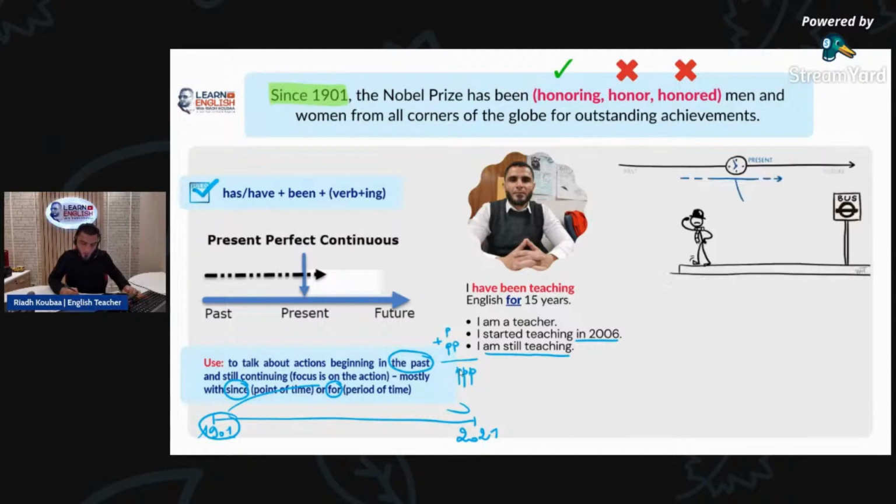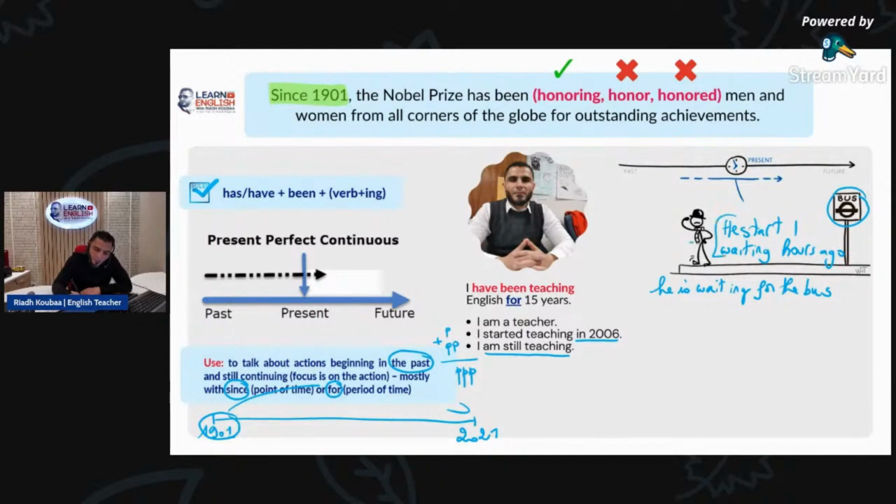So that's very important. Next one, another sentence. This man is at the bus station. What is he doing? He is waiting for the bus. He started waiting hours ago. So again, here we have past, and here we have present progressive. So again, together, I will say that this man has been waiting for the bus for hours. And where is he now? He is at the bus station. What does this mean? That he is still waiting for the bus.